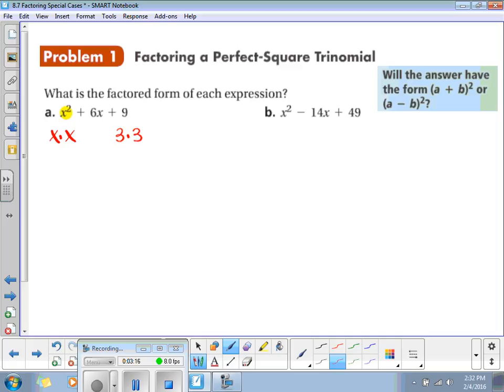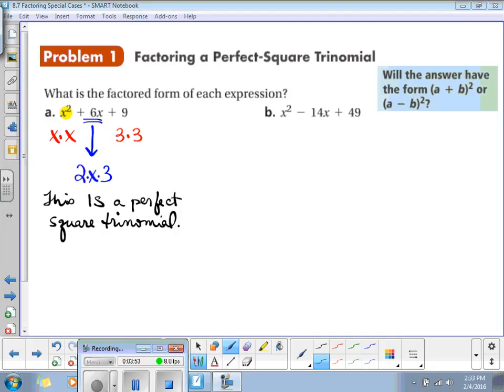Okay? The next thing we need to check is if we get 6x, if we do the 2ab. So it's 2 times one of the first factors, and times one of the second factors. So 2 times x times 3, that's going to give me 6x. That tells me that this is a perfect square trinomial.